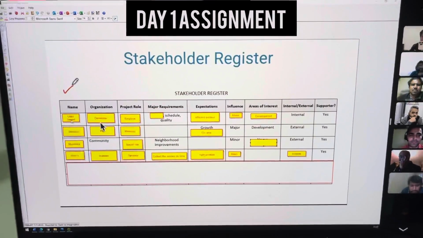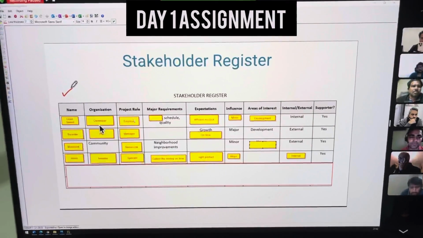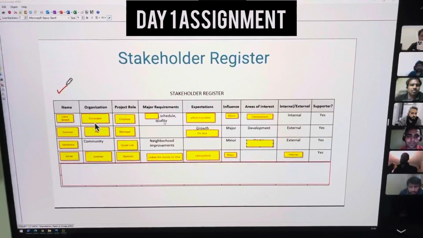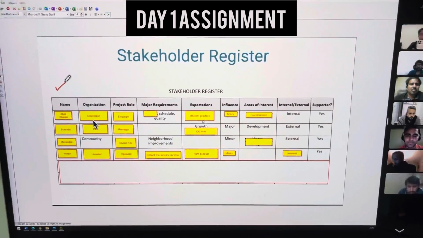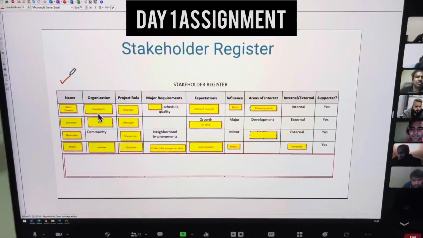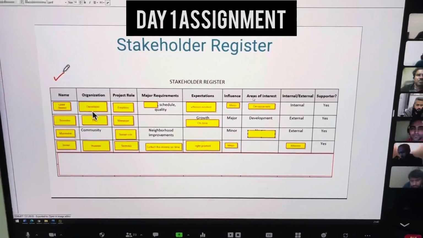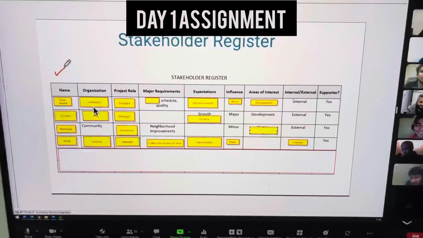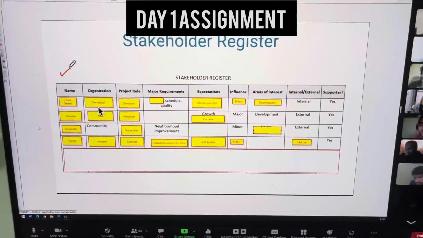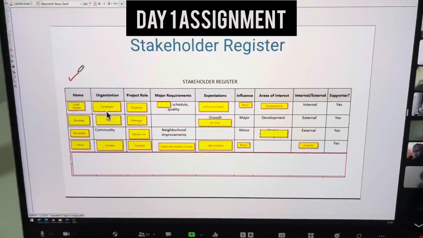So it's me as a developer, employee, project role, and major requirement, schedule and quality, expectation, efficient product, influence major. Area of interest is development, internal, supportive. Then we have Surinder as a PM, manager.